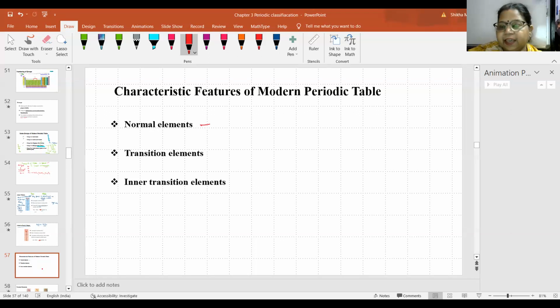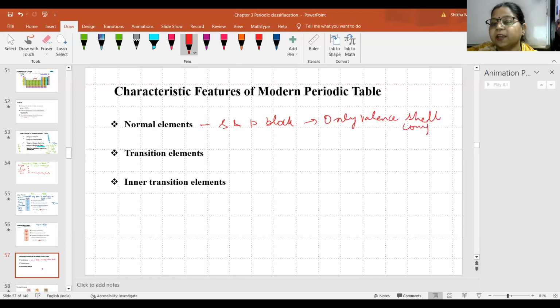Normal elements, I will say, S and P block elements are collectively called normal elements. Why normal elements? Because, as I told you, they have only the valence shell incomplete, right? If you look at their electronic configuration, you can predict their valency.